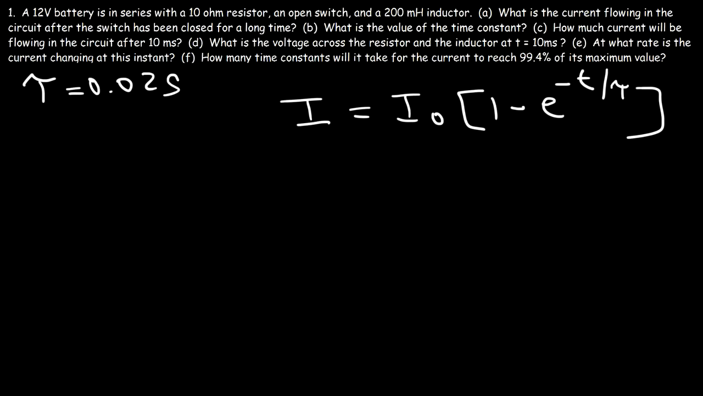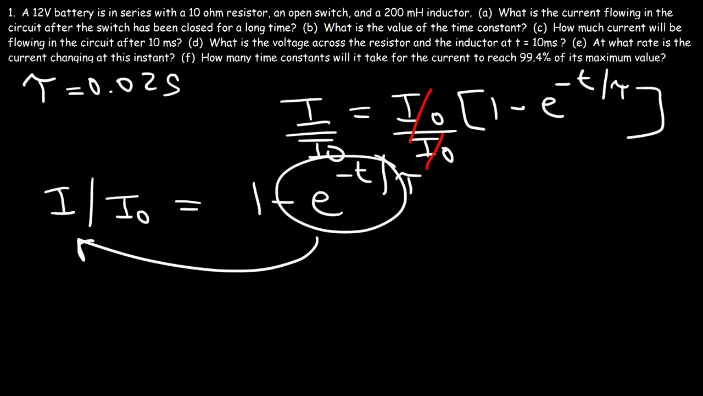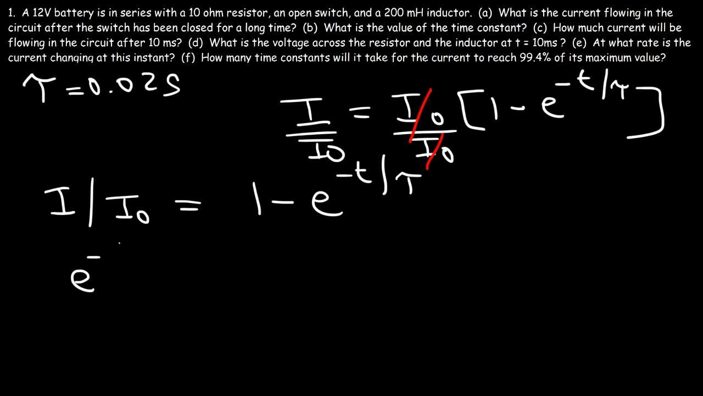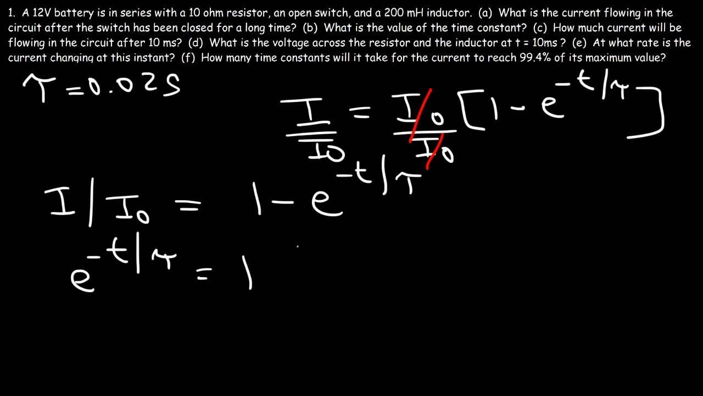So let's rearrange the equation and solve for t. First, let's divide both sides by I0, the maximum current. So we have I divided by I0, and that's equal to 1 minus e raised to the negative t over tau. So what I'm going to do now is take this term, move it to this side where it's going to be positive e. And then I'm going to take this term, move it to that side where it's going to be negative. So I'm going to have 1 minus I over I0.